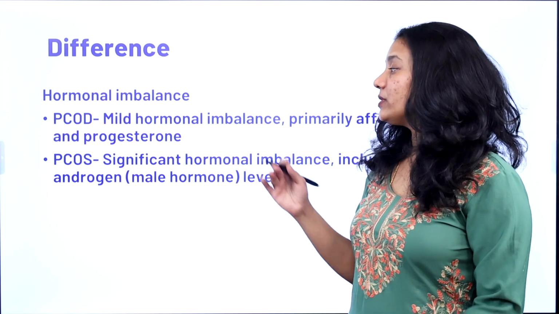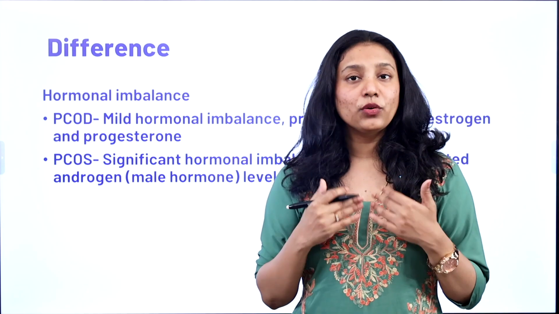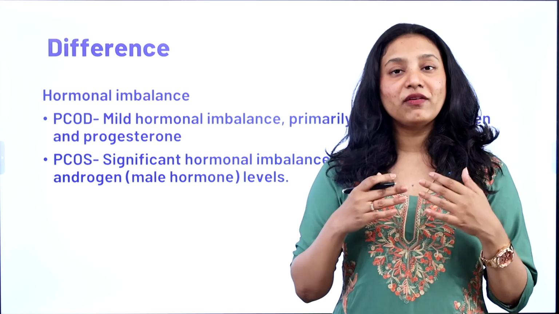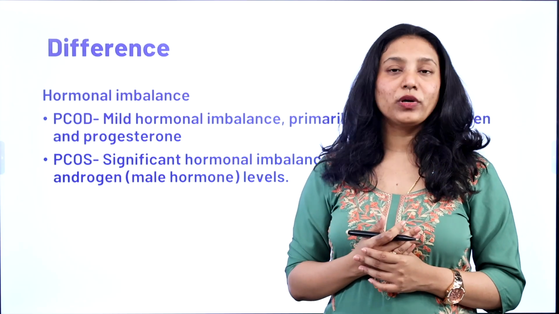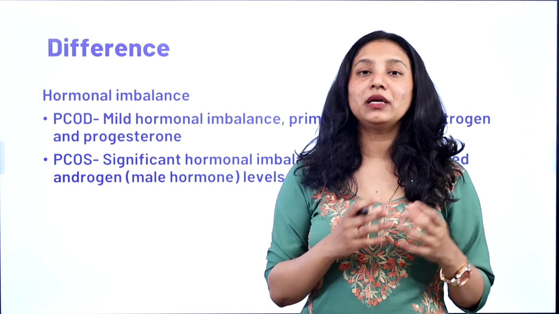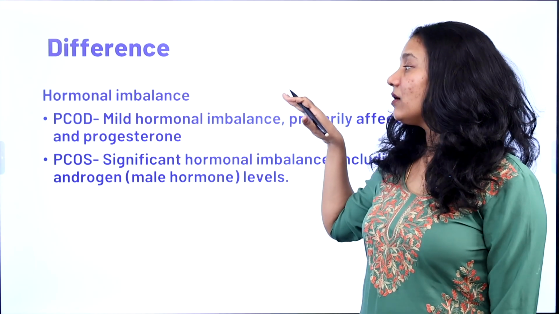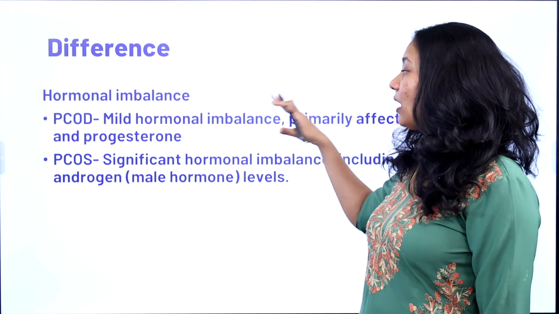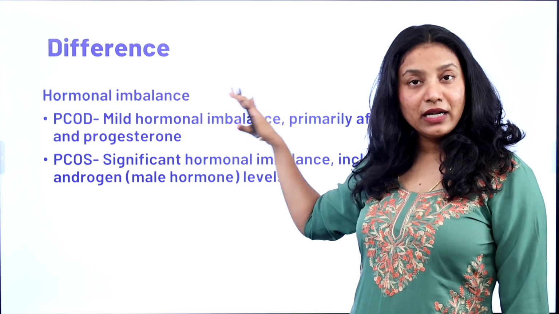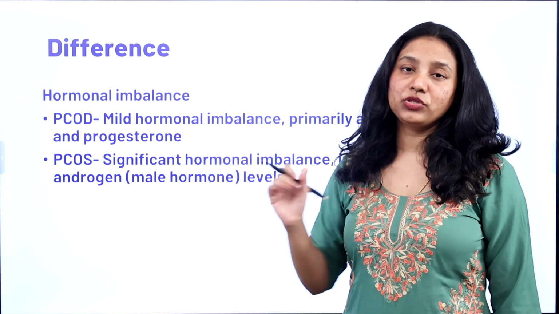So what is PCOS? PCOS is Polycystic Ovarian Syndrome. When we mention the word syndrome, it means that it affects more than one organ. Here, many organs are affected in PCOS, and we will get to know about them in detail as we go further in the video. So in PCOD, the main pathology is where the hormones are disrupted. It is mild in nature, the hormones are disrupted, and the hormones are estrogen and progesterone.